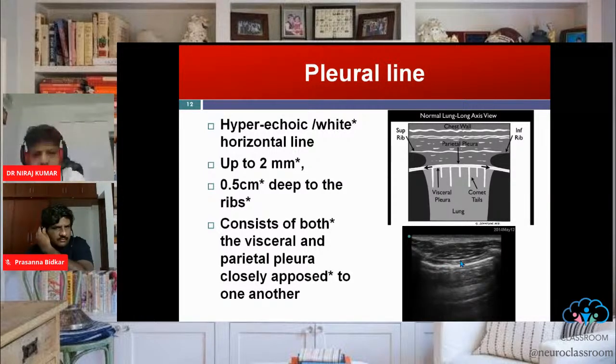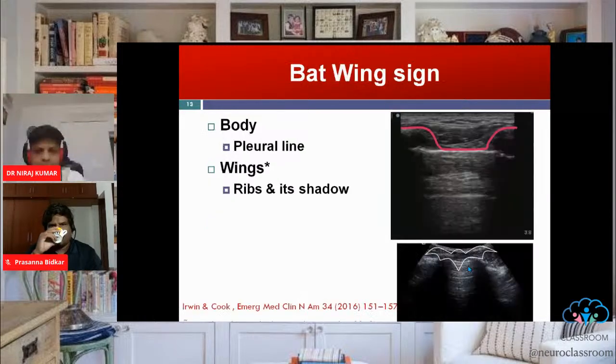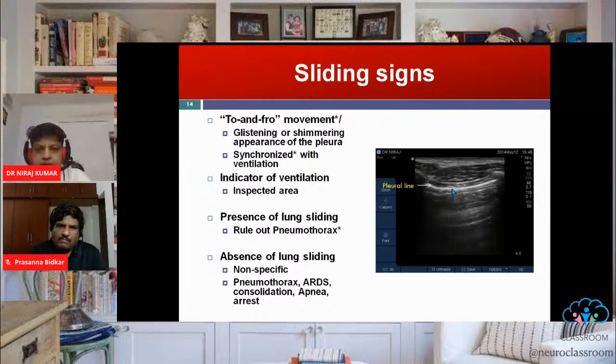Now, the next step, you try to recognize the movement of the pleura. First of all, I want to mention that this bone and this pleura, both give a bat wing sign. This appears like a bat, that was described by Lichtenstein. The body of the bat is formed by this pleura, and the wings are formed by the ribs and saddle. After that, try to recognize this sliding sign.